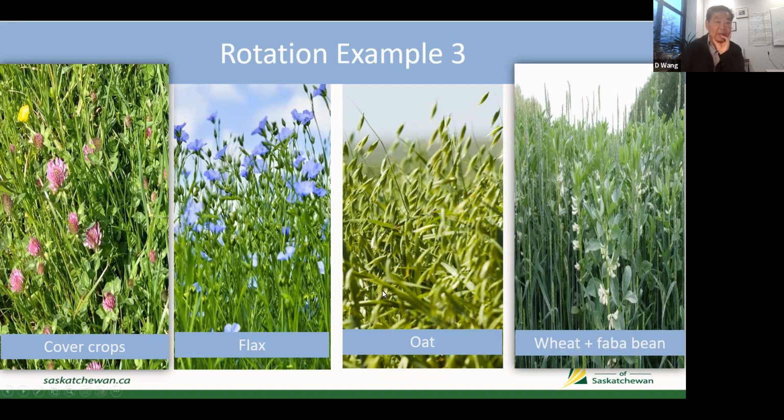And then you could go back to intercropping, because the nitrogen left from this flax and oats rotation is not enough to support wheat production. So if you grow intercropping wheat with faba bean, the faba bean would be able to fix nitrogen to support its own growth and leave all the soil nitrogen for the wheat to use.